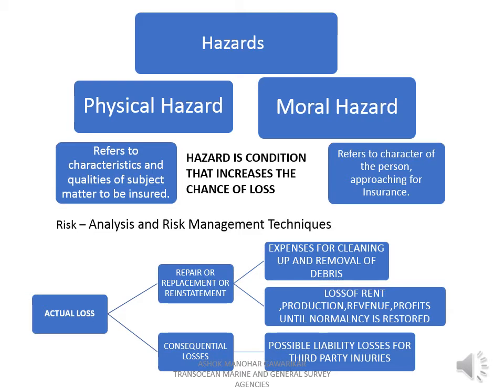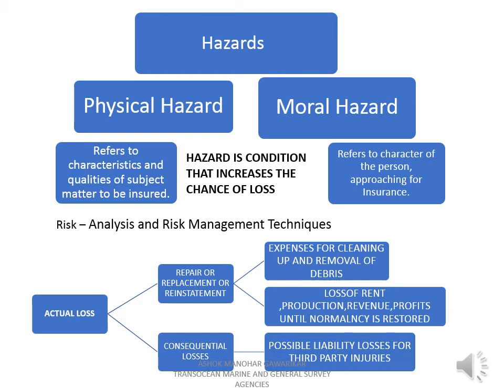There are many consequential losses. Maybe I am having a contract, and in the contract, if I give a delayed delivery, I will have a certain penalty. So these are the consequential losses. Repairing and replacement are the actual, physical loss. There are also expenses, maybe for cleaning and the removal of debris. You have to clean the entire area. These are the other expenses.